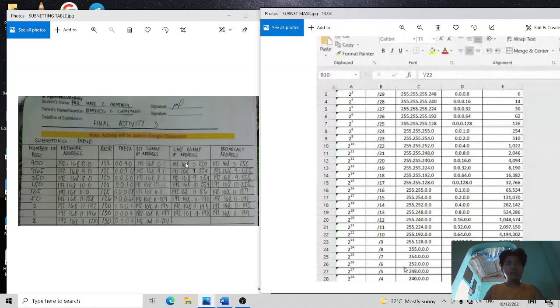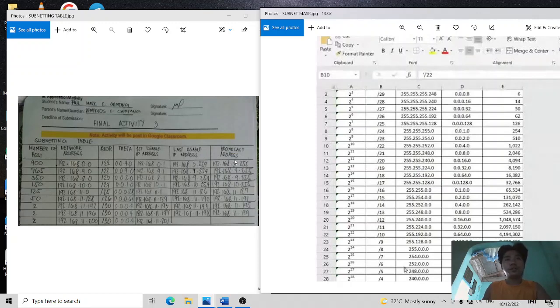Get the last usable IP address. I forgot the 0: the 0 is equivalent to 255, so 255 wraps to 0. How do I get the last usable IP address? The last usable address is the broadcast address minus 1.